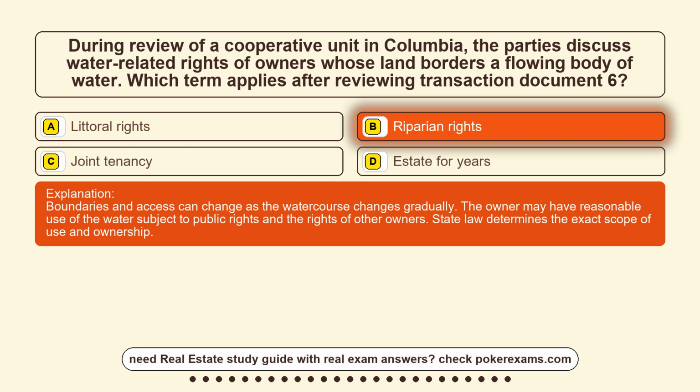Boundaries and access can change as the watercourse changes gradually. The owner may have reasonable use of the water subject to public rights and the rights of other owners. State law determines the exact scope of use and ownership.